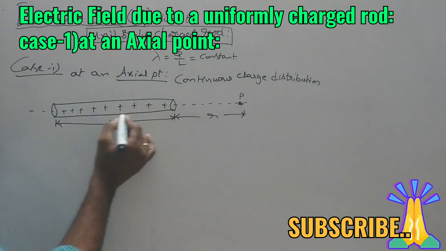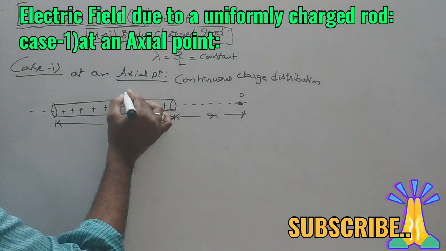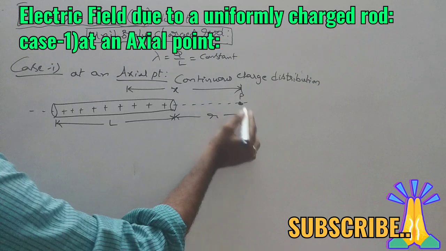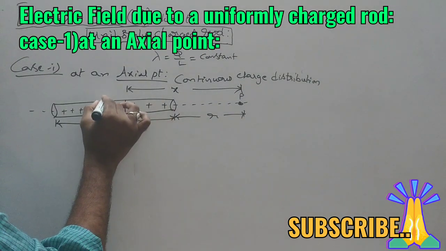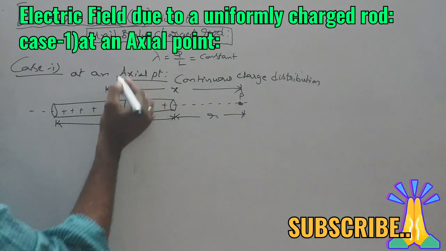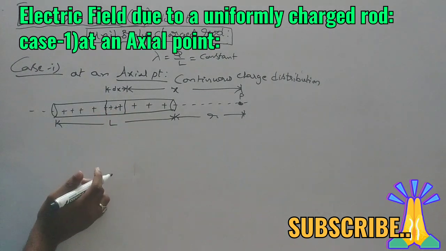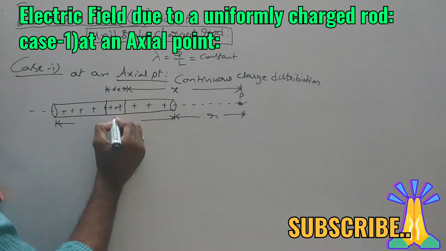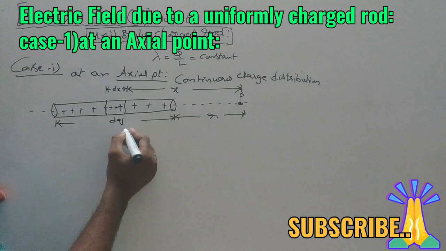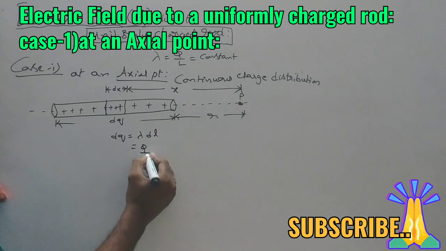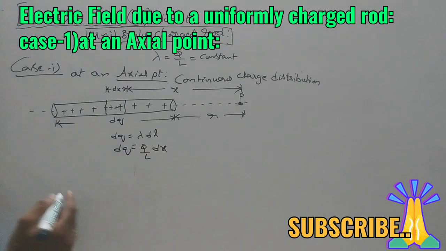one elemental charge, at a distance of x from this point P. You consider an elemental strip of length dx. In this elemental strip length dx, there is an elemental charge dq. Already we learned dq is equal to lambda into dl, and lambda is equal to q by L, and here dl is equal to dx. So dq we are getting as q by L into dx.